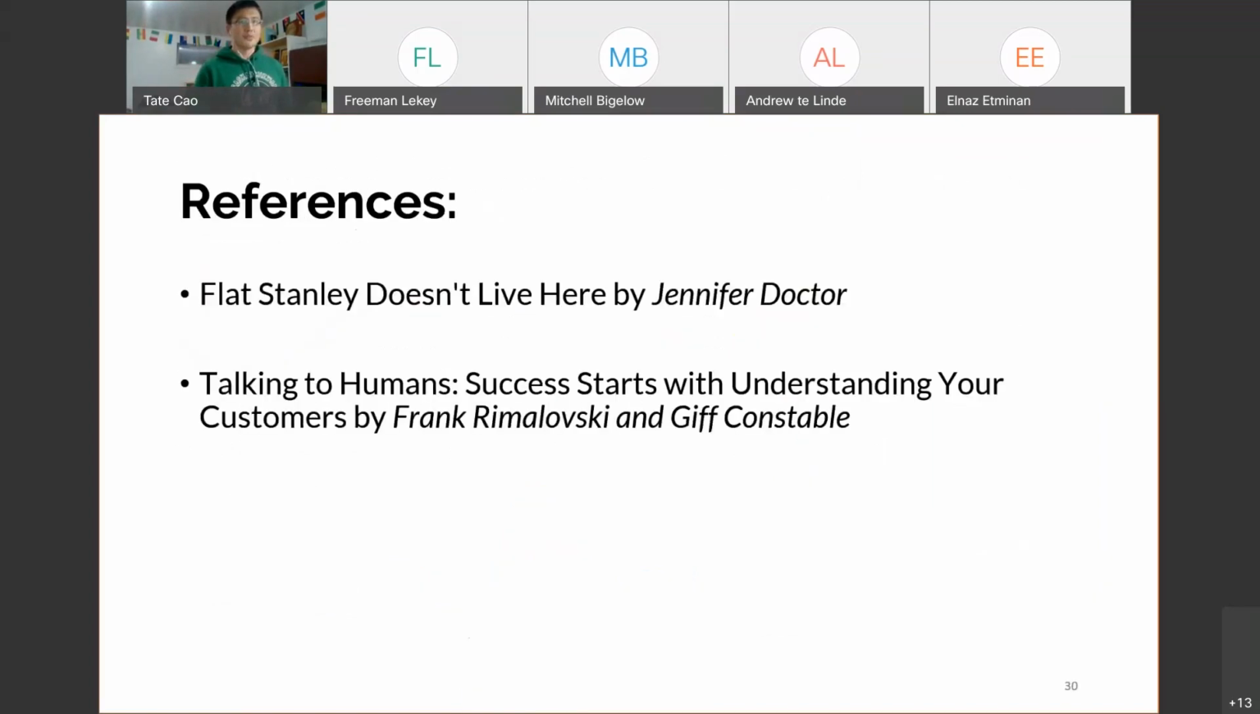And if you want to read more, there are two reference books, both very short, under 30 pages. One is called Stanley Freely Does It Live Here? That's by Jennifer. And the other one is called Talking to Humans. You can find them for free online. And if you want a copy, just send me a message. I can share with the group.